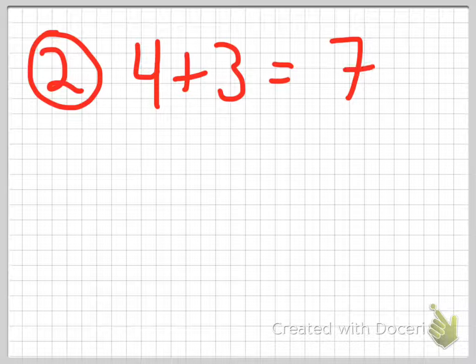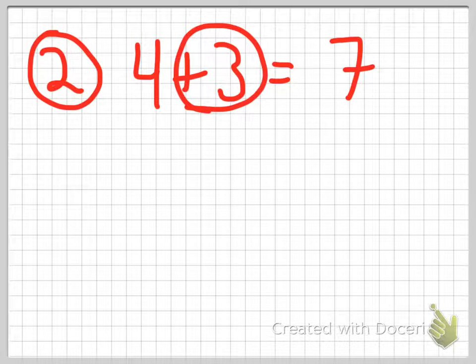I want to solve for the 3 term. I want the 3 term by itself on the left side of the equation. To do that, I need to negate this positive 4. So I'm going to subtract 4 from both sides.